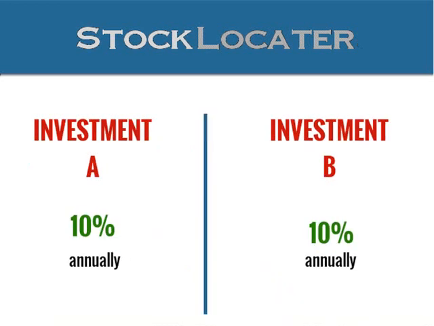Now, have you ever seen two investments, and let's say they both offer you a 10% annual rate of return? So how do you know which one is the least risky of the two? And let's say you have two investments and one of them pays a lot more than the other. Does it necessarily mean that it's riskier?